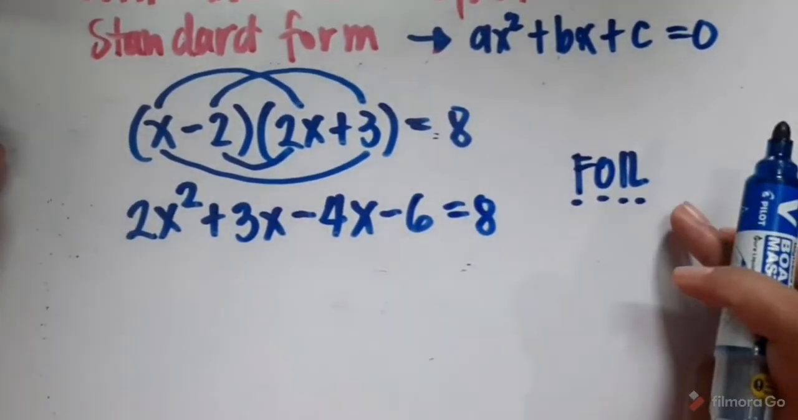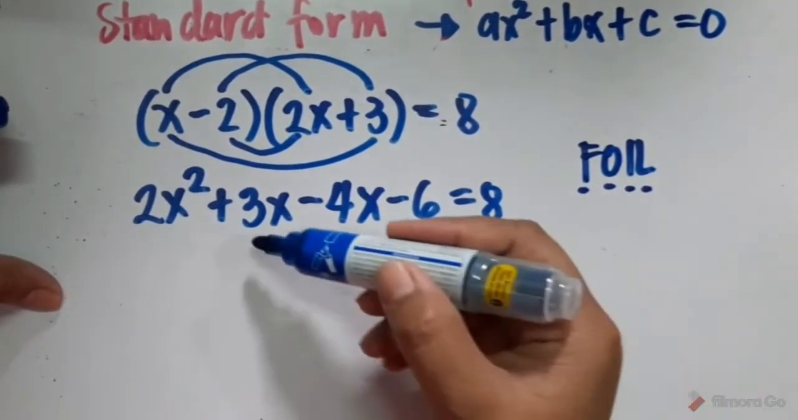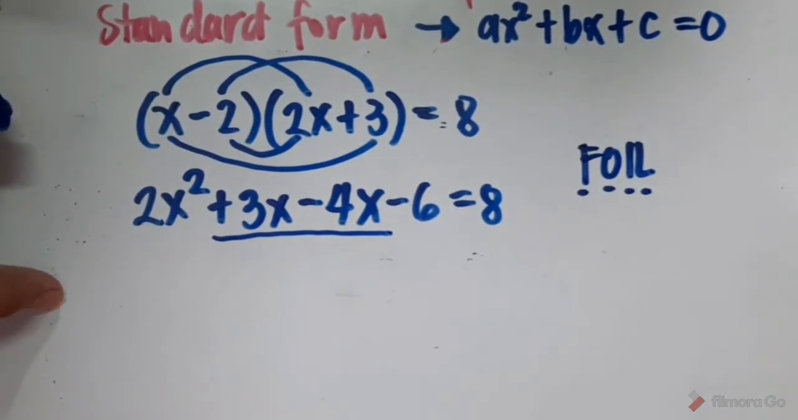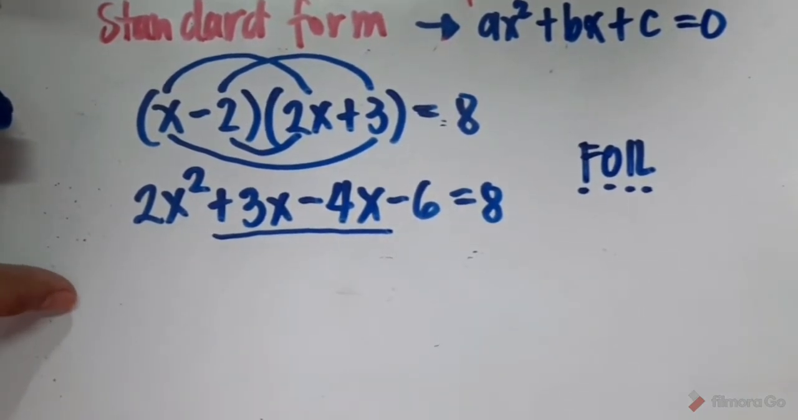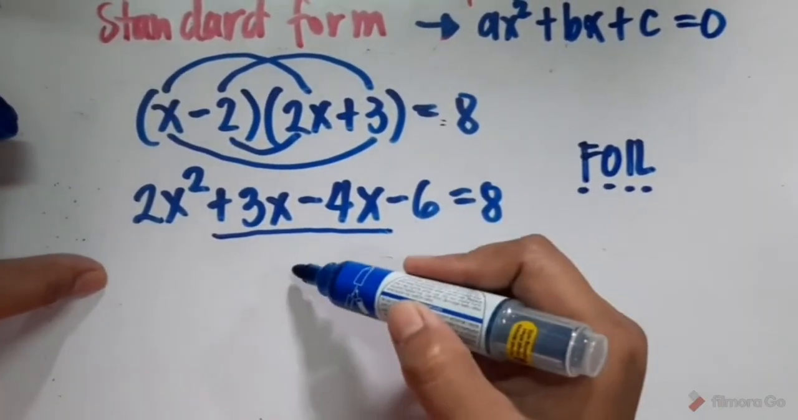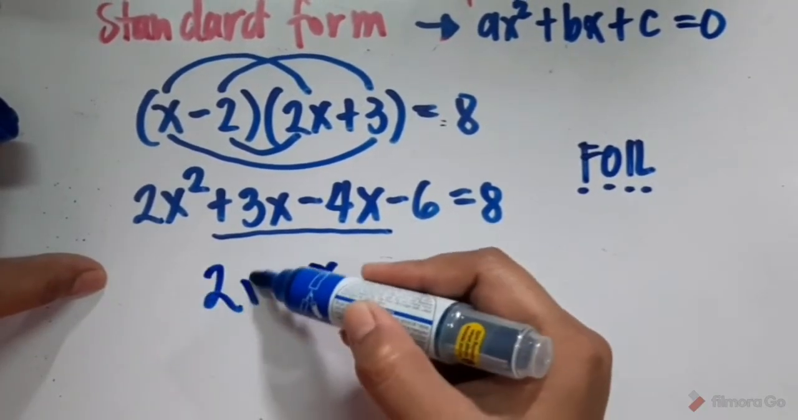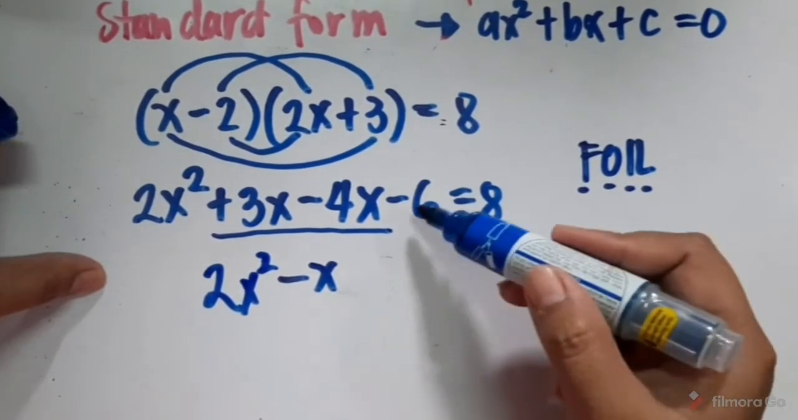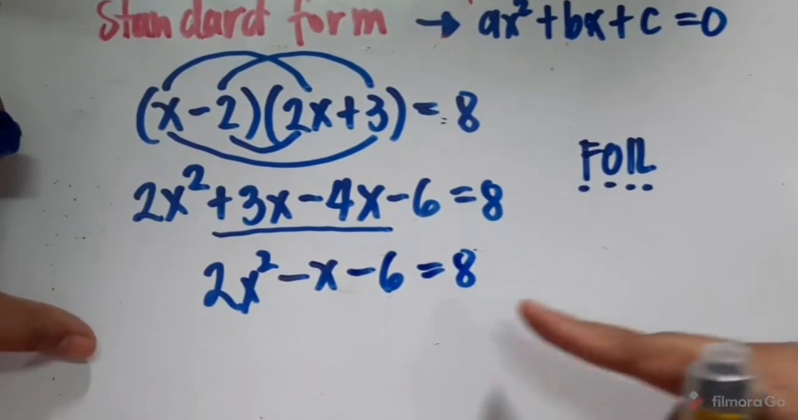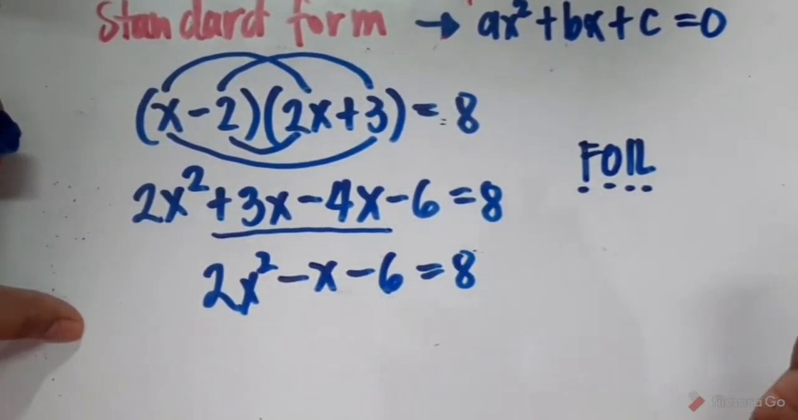After using the FOIL method, we are now going to combine like terms. So that would be 3x and negative 4x. Applying rules of addition of integers, so that would be, very good, negative x. So, rewrite 2x squared minus x minus 6 is equal to 8. Now, we need to make the right hand side equal to 0.